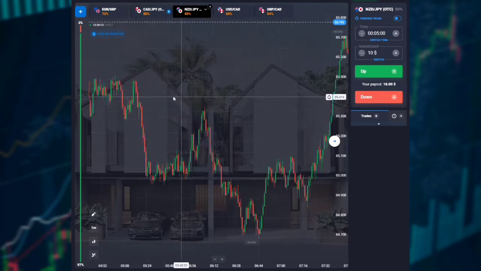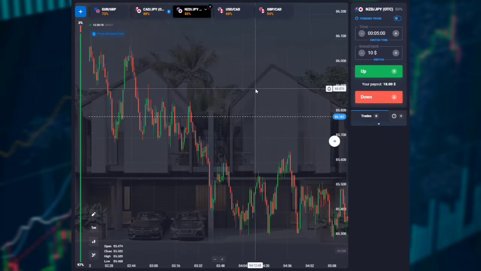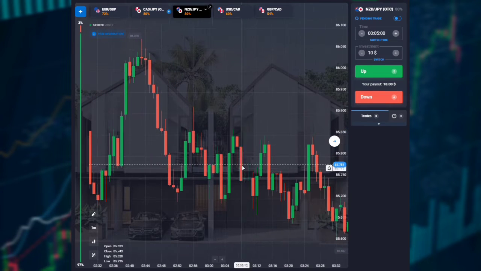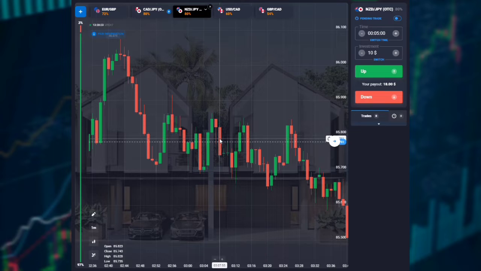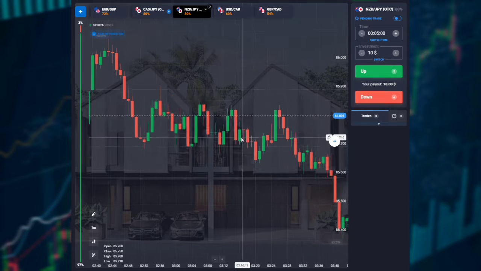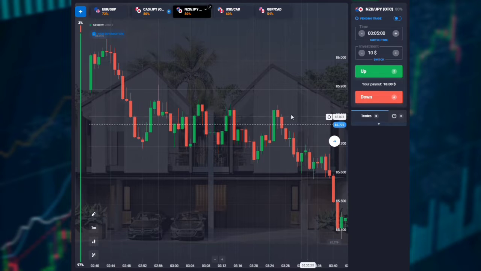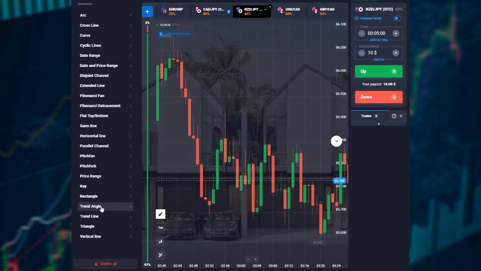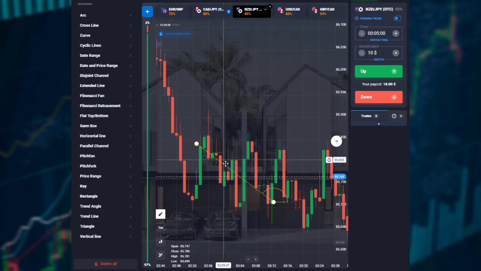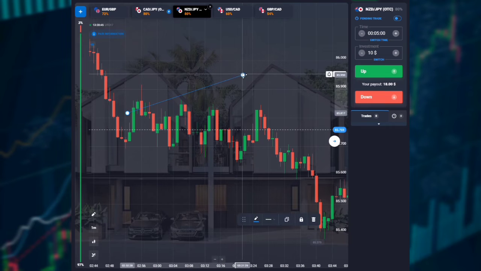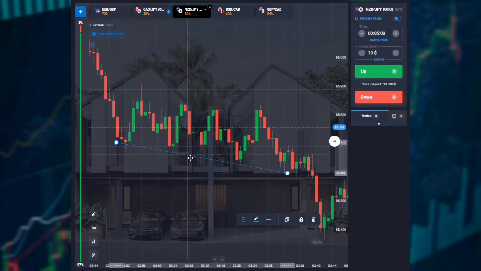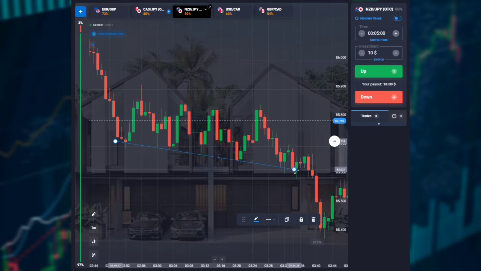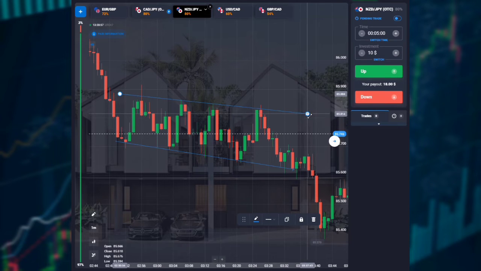Now we are looking for something like this. This is a good one. This is a nice up and down, very neat. I'm going to draw trend lines. Oops, sorry, not that. So yes, trend lines. I'm going to put it right here in the support area. This is the support area. I'm going to copy, and this is the resistance.